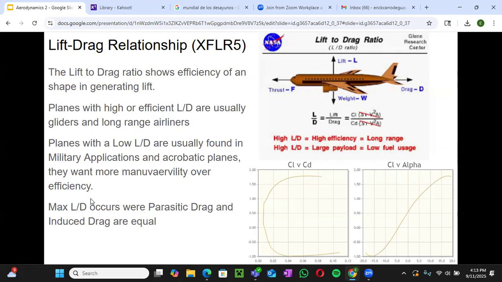I put on XFLR5. I'm not sure what this was grabbing. The parasitic drag, the top average, the parabola, that's where parasitic drag is equal to. Yeah, I went over most of that.